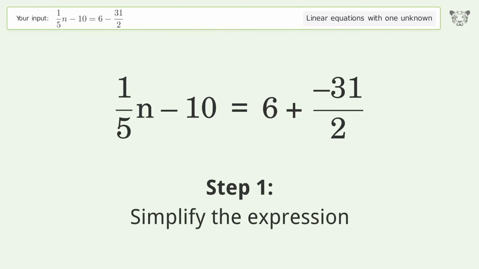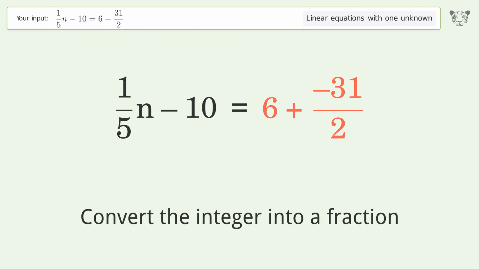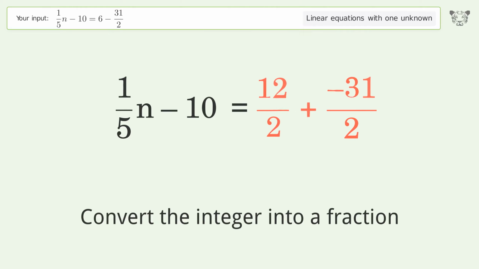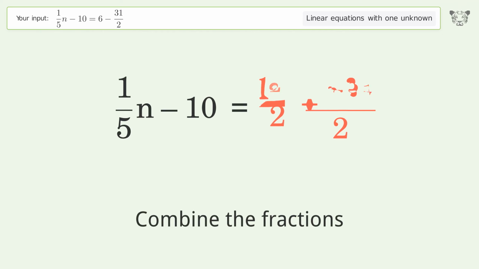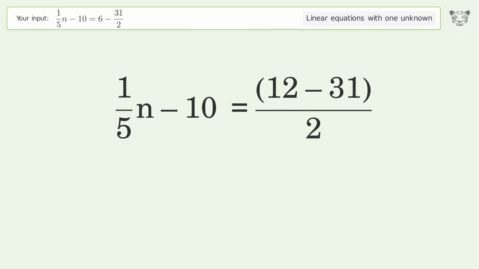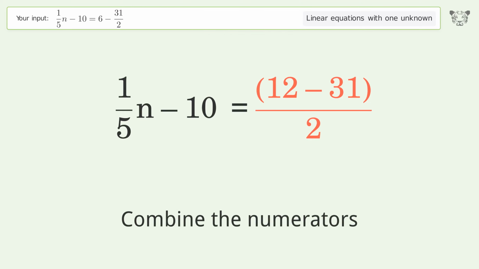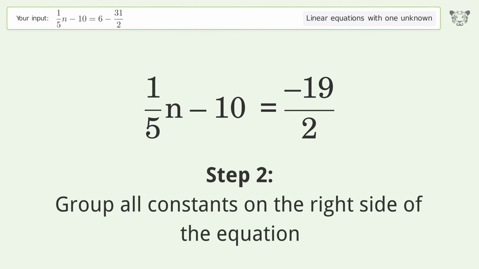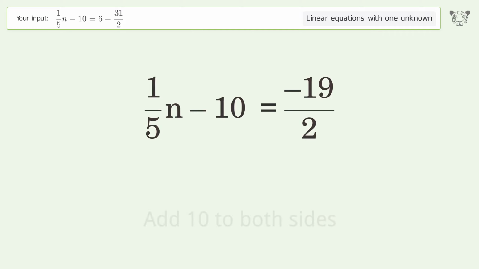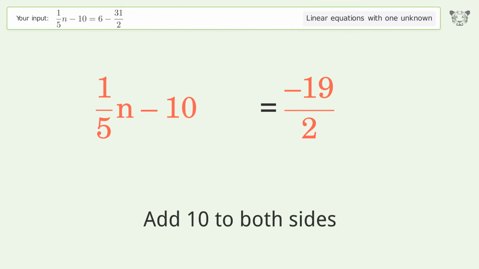Simplify the expression. Convert the integer into a fraction. Combine the fractions. Combine the numerators. Group all constants on the right side of the equation. Add 10 to both sides.